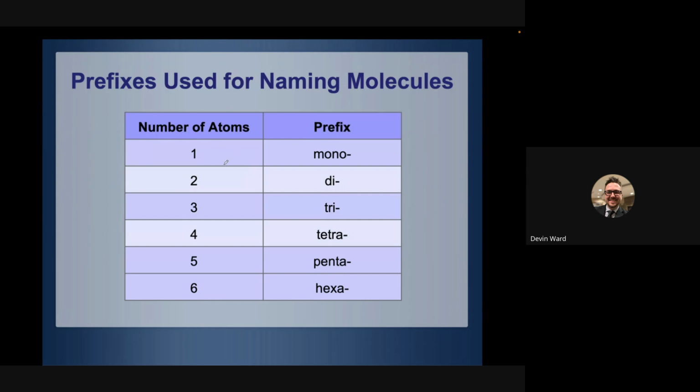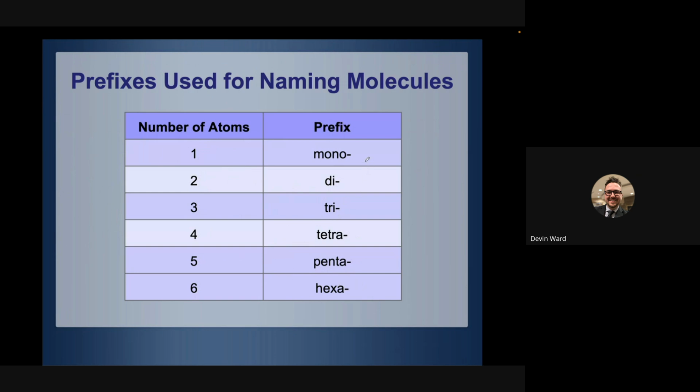If I have 1 atom in the compound, it is mono, like carbon monoxide. If I have 2 atoms, the prefix is di, like carbon dioxide. 3 is tri, like a tricycle. 4 is tetra. Tetra in science means 4. 5 is penta, like a pentagon. 6 is hexa, like a hexagon.